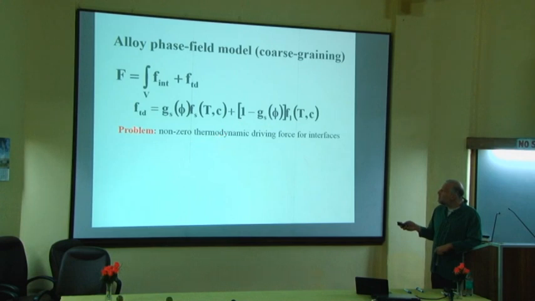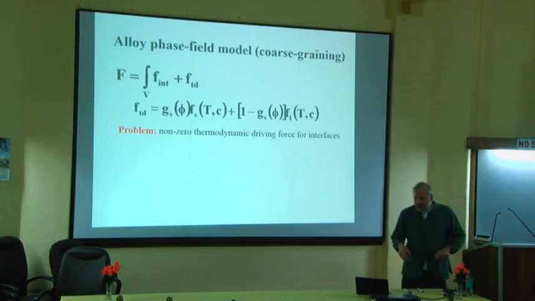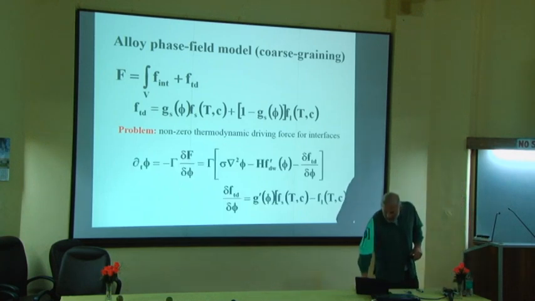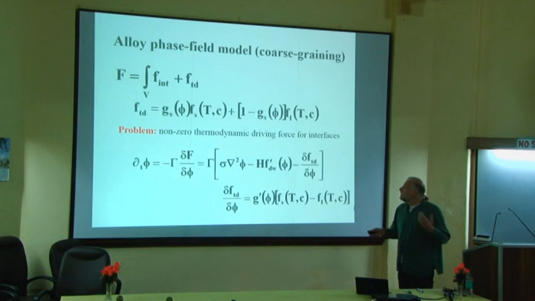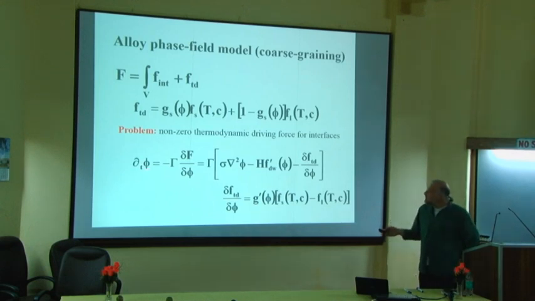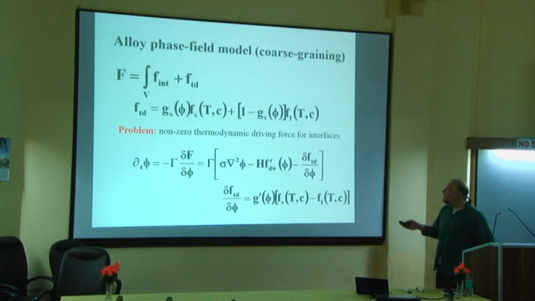What's the problem? The problem is actually that there is a non-zero thermodynamic driving force for the interfaces. What do I mean by that? Well, see if I write down the phase field equation using my standard recipe. So I do dt phi is minus big gamma times the variational derivative. What will I get? I will get formally the same expression as yesterday for the pure substance model. I will get the Laplacian. Oops, this should be a k, not a sigma.